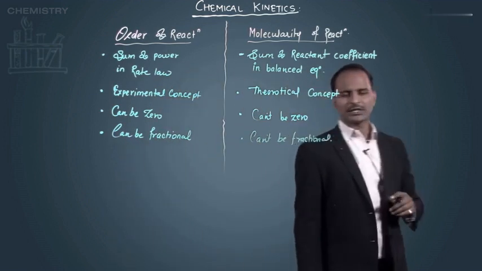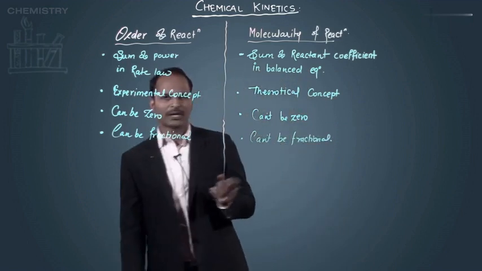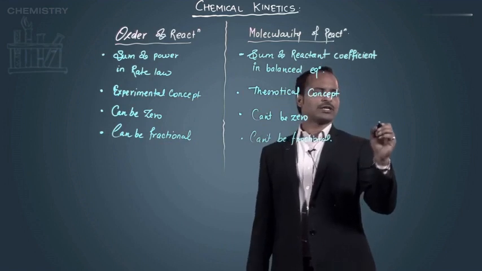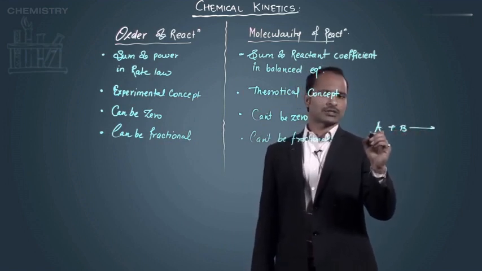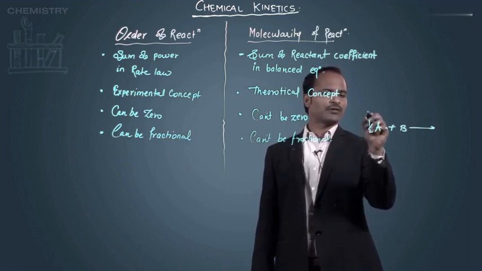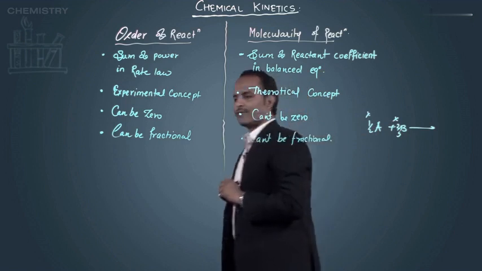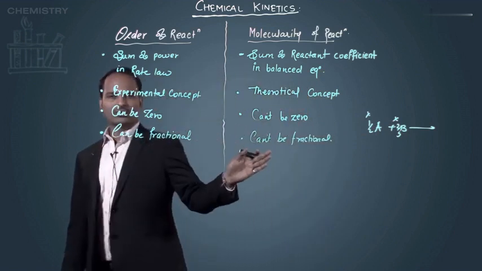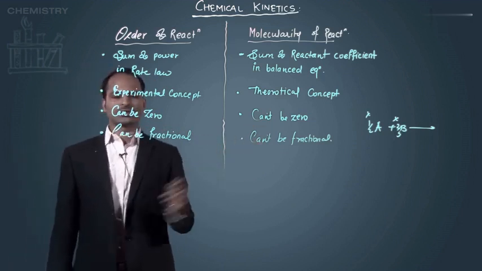Again, molecularity is nothing but the sum of the coefficients, and while balancing, we never use a fractional number. If there is a reaction like A plus B giving some product, while balancing we always use whole numbers. We never use half or 2 by 3. And if I'm not using any fractional number, then the sum will not be fractional. So it is always a whole number, a natural number, because again 0 is not considered.